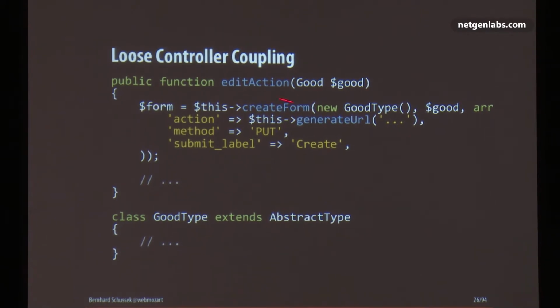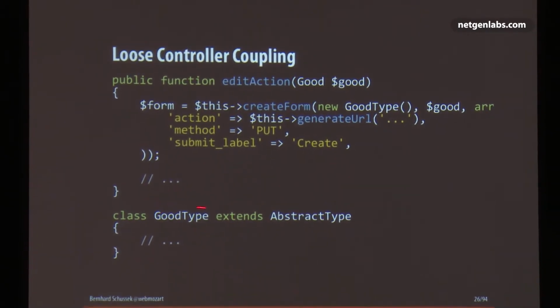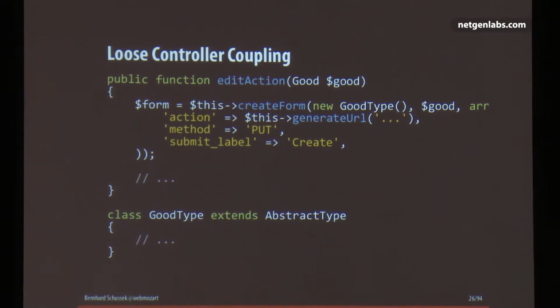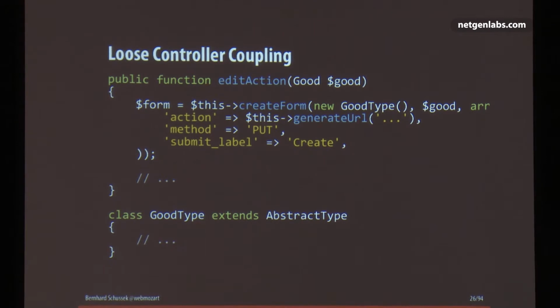Now we have the edit action. We just create a form. We have a so-called form type for a specific form. The form type defines how a form is built. And we pass that type when we create the form. We also pass the data of the form, the good instance, and then we just pass a few options to configure the form and to pass the information that we only have in the controller, like the target URL, the method to submit the form, and maybe some custom option to configure some things dynamically.